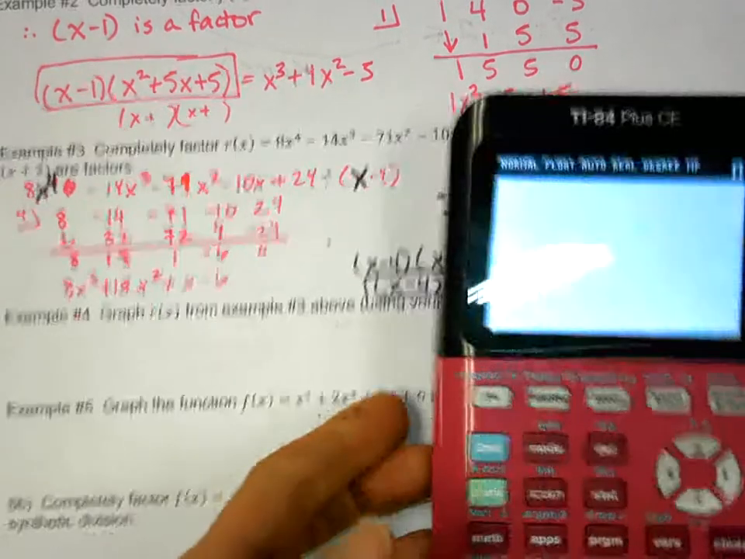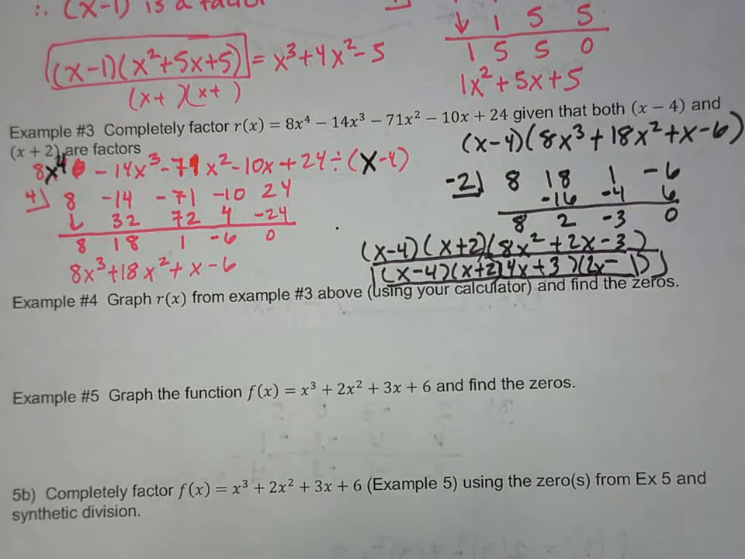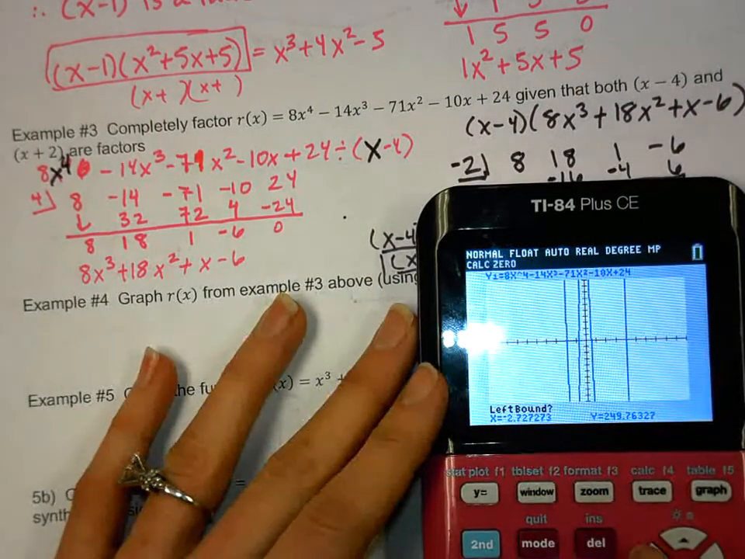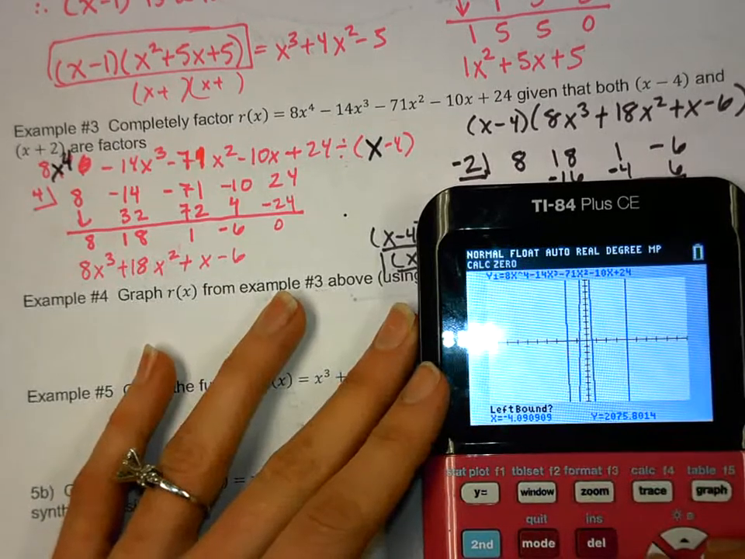What? Why is that not working? Second trace, 0. Why did it say no sign change? Oh, I didn't go to the left. Here's where my 0 is. If your calculator says no sign change, it means you did not go from left to right. So instead, do it again.